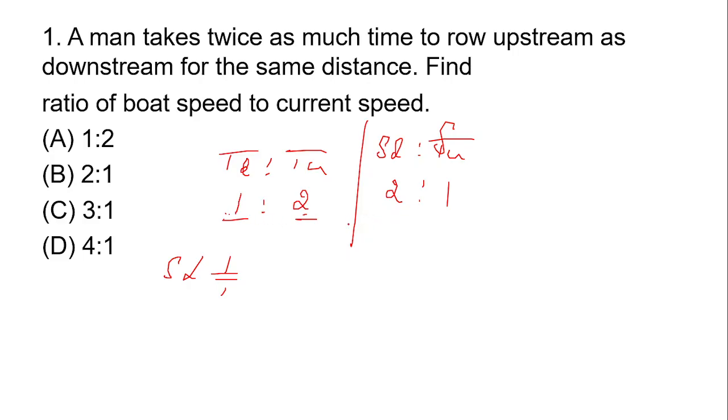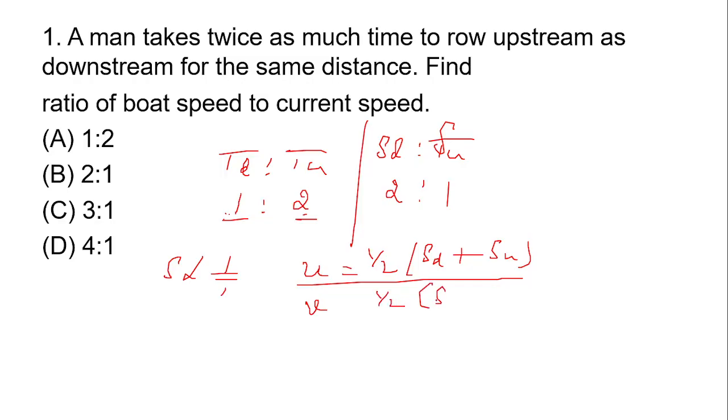Now, find the ratio of boat speed to current speed. What is the boat speed formula? U is equal to half into (SD plus SU), that is speed downstream plus speed upstream, and V is the rate of the stream or current speed. What is the formula for this? Half into (SD minus SU). Okay. So half gets cancelled. We need not worry about that. What is SD? 2. SU is 1. So (2 plus 1) divided by (2 minus 1), which is 3 divided by 1, or 3 is to 1. That is the answer. Option C is the right answer.